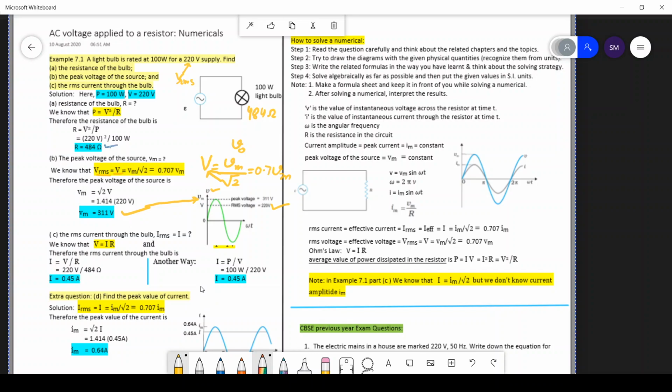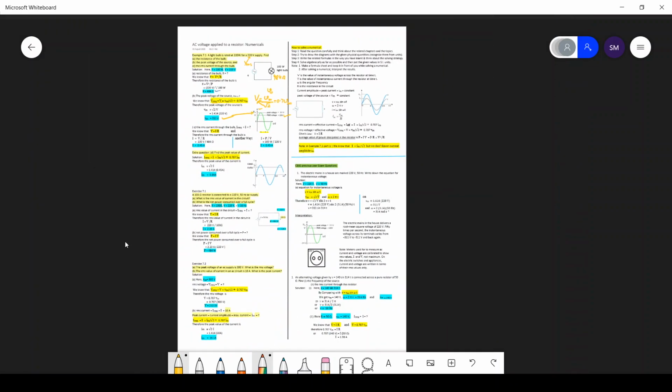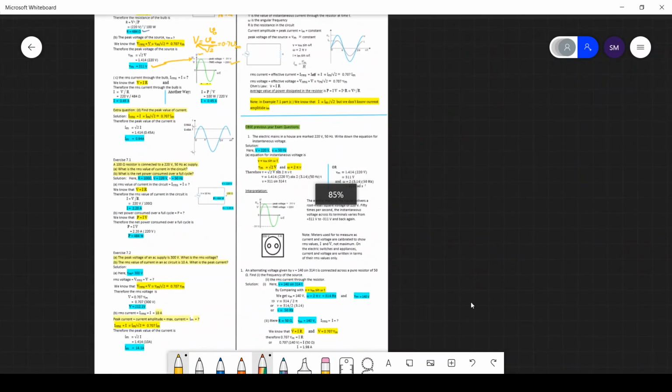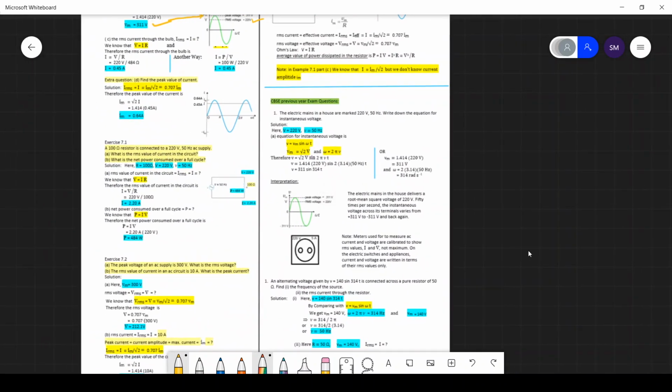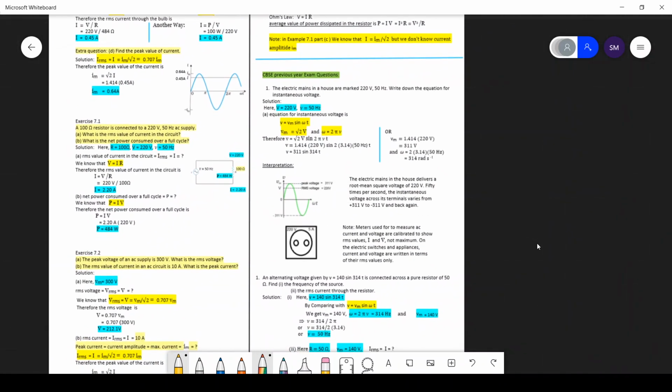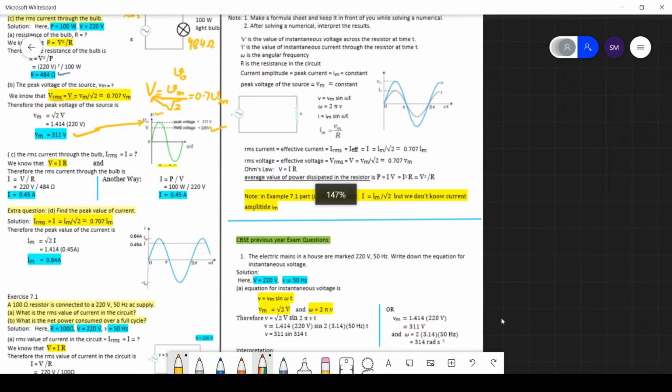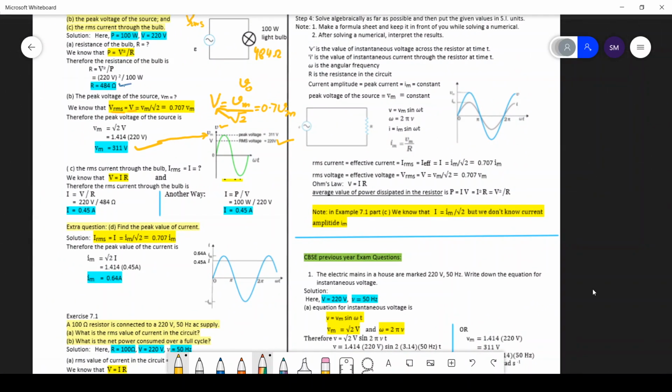But we know V and R, so IRMS, or we simply write I, it's the same thing. V is equals to IR, so I equals to V upon R. So we put the values of V and R and we get these values.